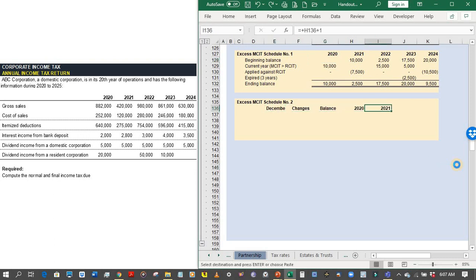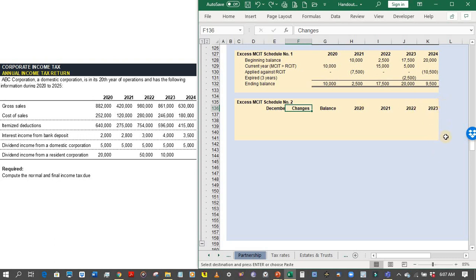So let us start with the heading. That will be the December 31 balances, then the changes, either an increase or decrease, then the ending balance as of December 31. So these are the years 2020 until 2023.